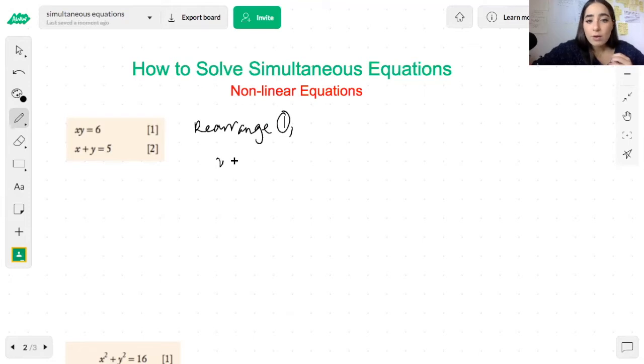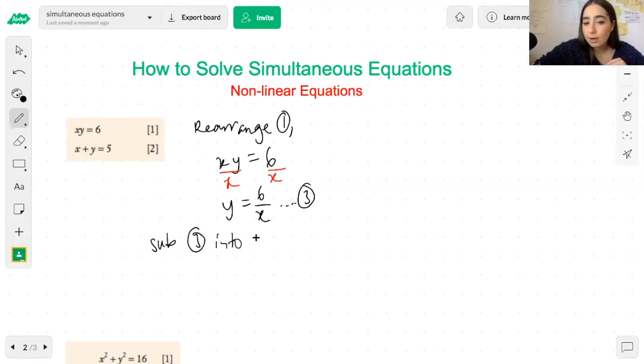So currently 1 reads as x times y equals 6. So I'm going to make y the subject. So I'm going to divide both sides by x so that I can get y on its own. So you get y equals 6 over x. Now this becomes equation 3. Then what I'm going to do is sub equation 3 into my second equation. So what that means is wherever you see y in your second equation, you replace it with this value of 6 over x.